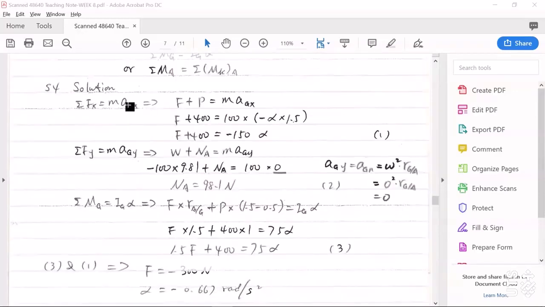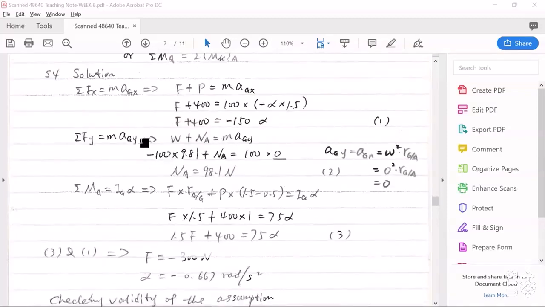Along x direction, we have friction force F, P, external force. AGX, we have expressed AGX using alpha. In the diagram, you can see AGX to left side. So here, I should give a negative sign. This negative sign is for AGX, but not for alpha. So we have equation 1.